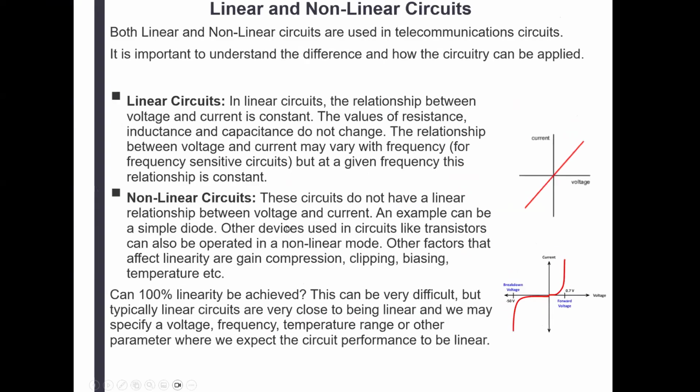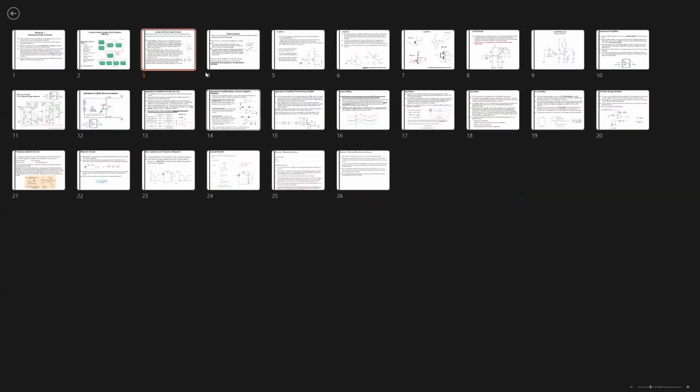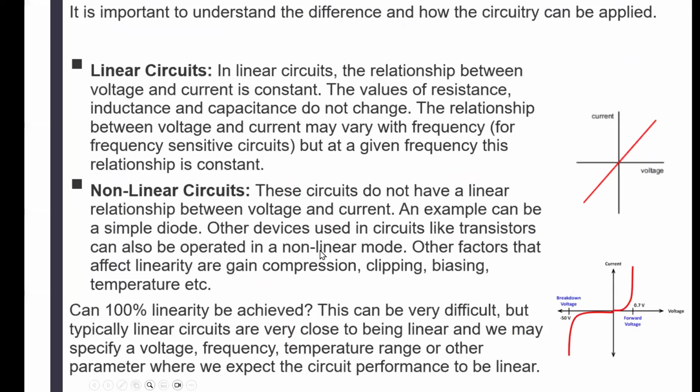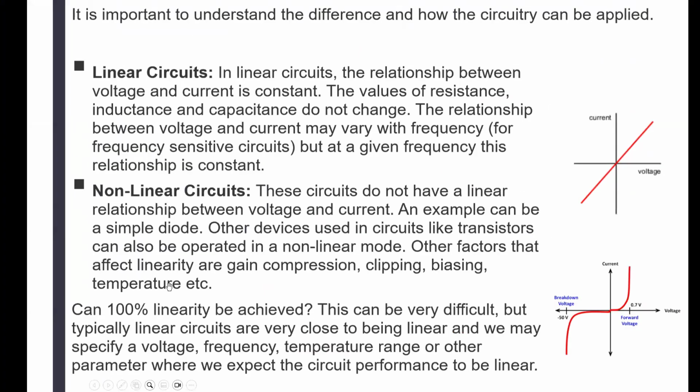Other factors that affect linearity are compression, clipping, biasing, and temperature. So if we bias the transistor, let's not get ahead of ourselves. Reaching the quiescent point would be biasing the transistor. We'll talk about that too.